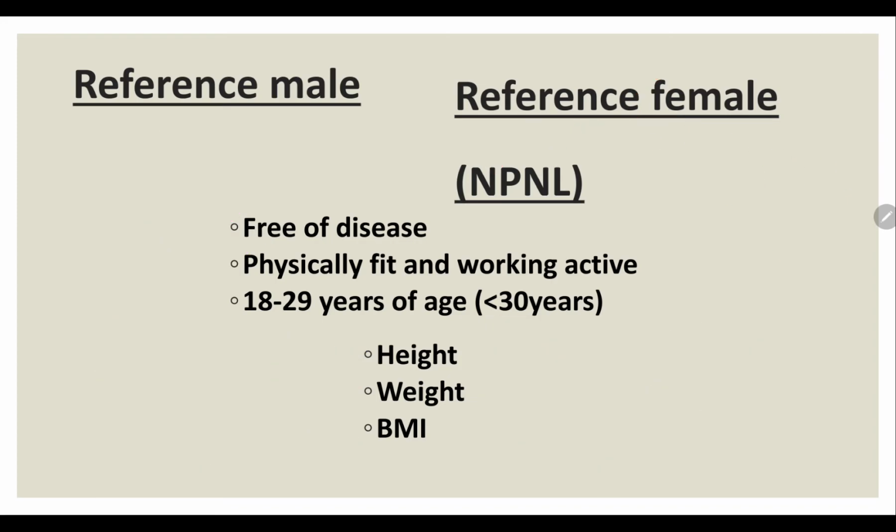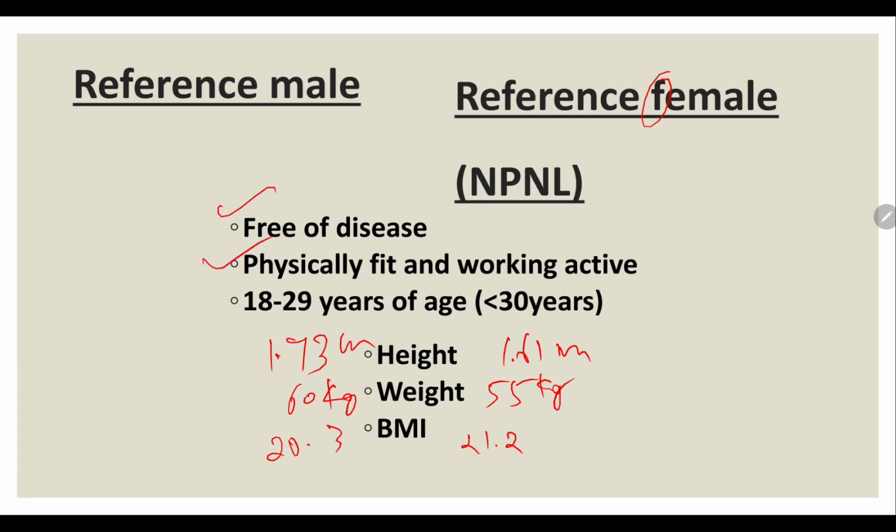To concise again, height is 1.73 in male and 1.61 meter in female. Weight in case of male is 60 kg and in case of female is 55 kg. Always the BMI of female is more, so 21.2. Here male is 20.3. Free of disease, physically fit and 18 to 29 years.